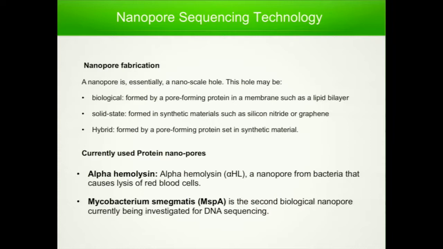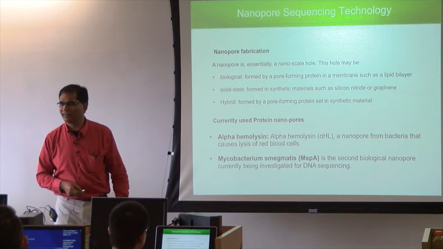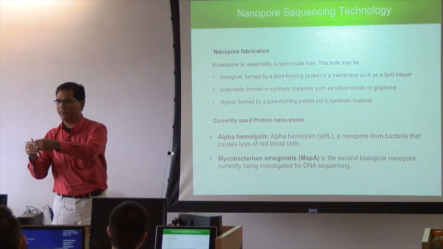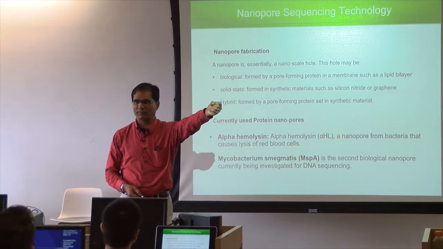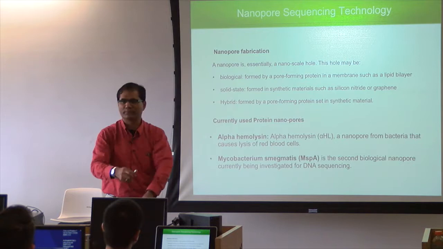Alpha hemolysin is structured in such a way that there is literally a hole in that protein. You can embed that in the membrane. Then another protein from the mycobacterium, called MspA, can also act as a pore, literally like this, like a barrel. And then you can put it in the bilayers and push it down.